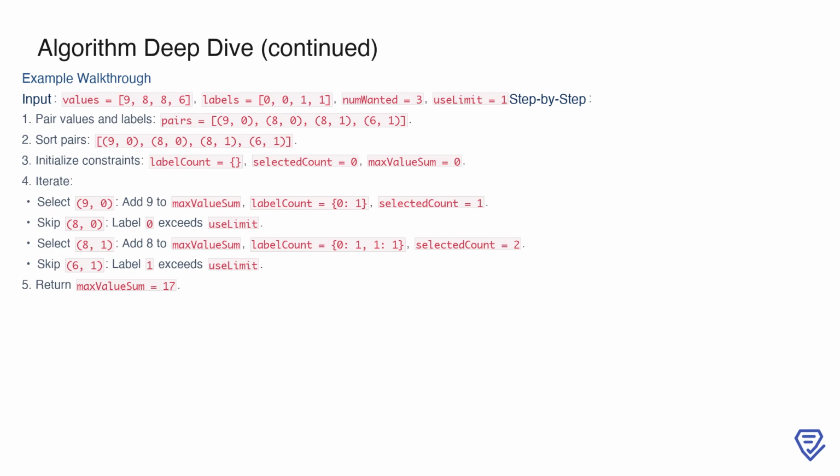As we iterate over the sorted pairs, we first select 9, 0, adding 9 to max value sum, updating label count to 0: 1, and incrementing selected count to 1. The next pair, 8, 0, is skipped because label 0 exceeds its use limit. We then select 8, 1, adding 8 to max value sum, updating label count to 0: 1, 1: 1, and incrementing selected count to 2. Finally, 6, 1, is skipped as label 1 exceeds its use limit. The iteration stops, and we return max value sum equals 17 as the result.